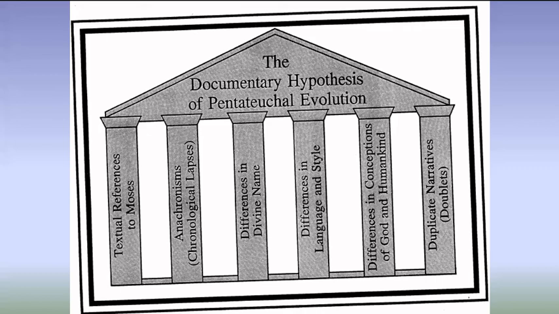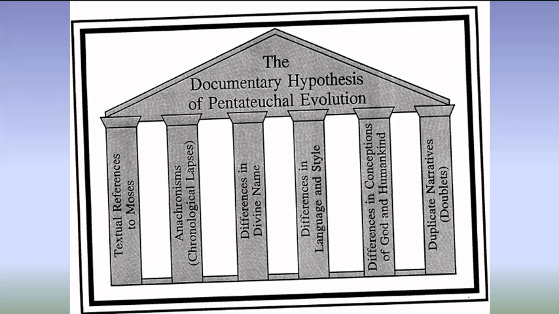So, some of the pillars of the documentary hypothesis. Textual references to Moses, that is, Moses being an author referring to himself. What's called anachronisms: modern terms used in older texts. Differences in the divine name, Elohim and Yahweh. Differences in languages and style. Differences in how humanity and God are referred to. And finally, the duplication of narratives. We call those doublets. So, just a few basic responses to each one of these criticisms.